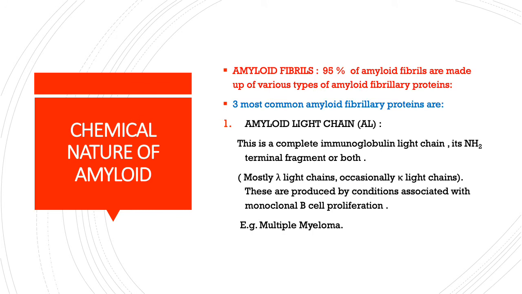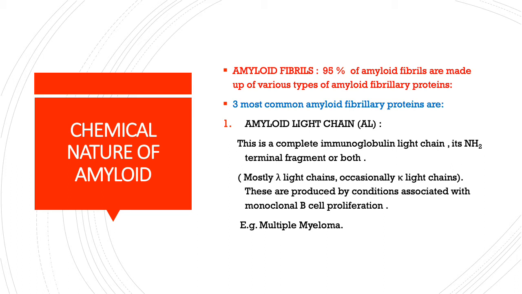Now, as I mentioned already, regarding the chemical nature of the amyloid fibrils, 95% of the amyloid fibrils are made up of various types of amyloid fibrillary proteins. There are three important amyloid fibrillary proteins and there are some minor proteins. There are more than 20 amyloid proteins, but clinically three are more important, and there are a few more clinically important proteins which we are going to discuss.